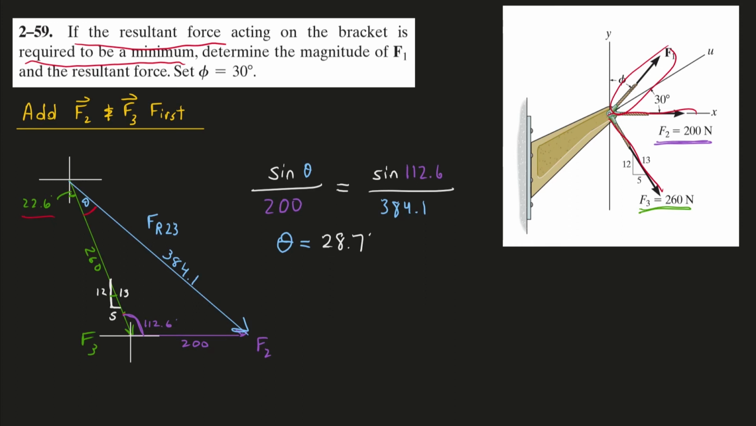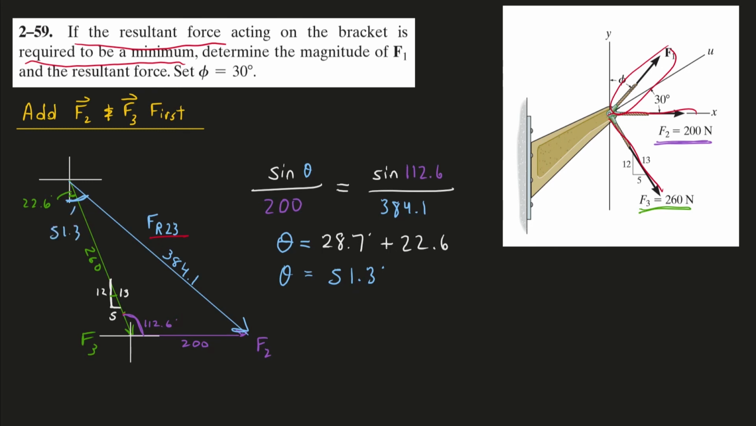Now we have to be careful here. This isn't quite the direction of this vector here. I really need an angle from this vector to the x-axis or from this vector to the y-axis. So what I'm going to do is I'm going to take that 28.7 we just found and add it to this 22.6 to make this complete angle right here from our vector to the negative y-axis. So if I add the 22.6, I'll get 51.3.